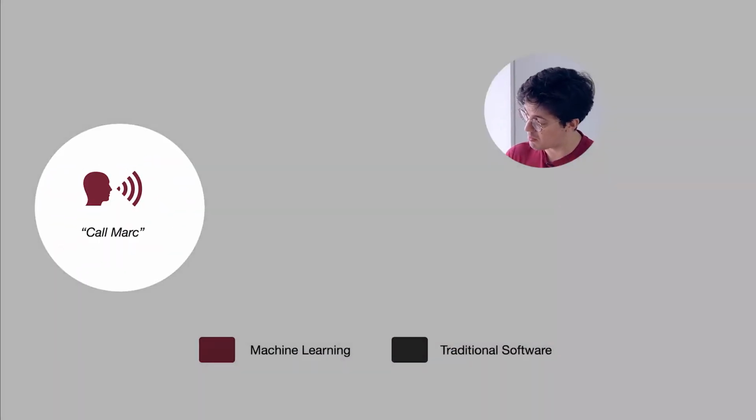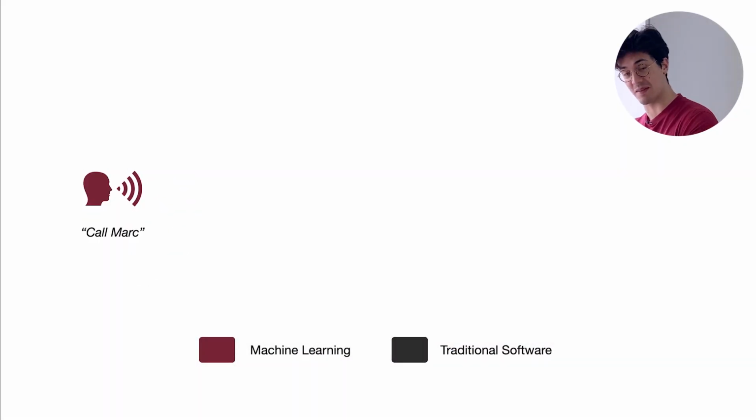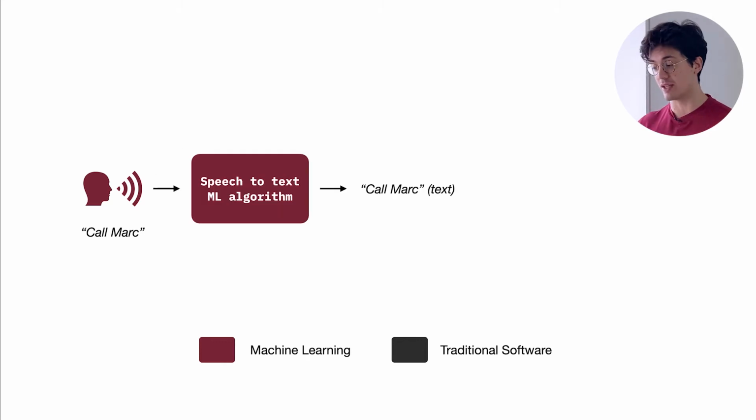So we're starting with me saying something, okay? So I'm saying call Mark. So the input of this system is my voice. The first thing we need to do is use an AI algorithm to translate my voice into text. So to take the raw sound that I'm emitting and translate it into the single words that I just said. Now it's where the natural language processing part comes into play.